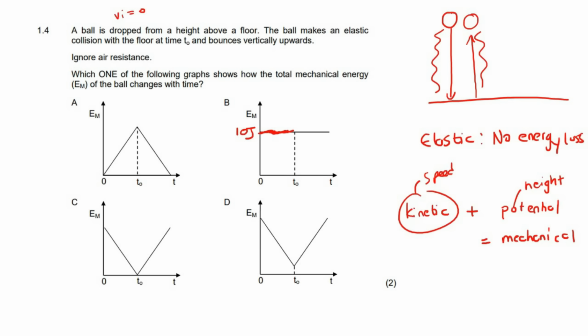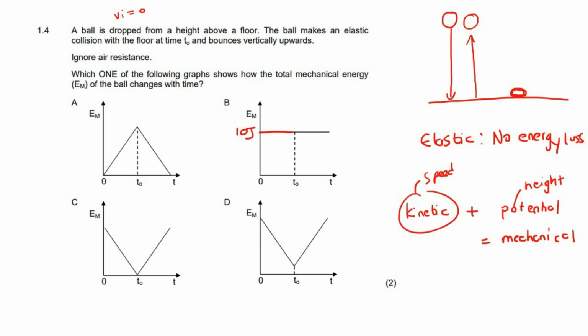Then what happens is that when it hits the ground, the mechanical energy would probably go down to 0, to be honest. Because for that split second that it's hitting the ground, it's going to have no velocity, and it's also going to have no height. So for that split second, it would have no mechanical energy. And that's why we're seeing a sudden drop off, but then instantaneously it comes back up again and carries on. And so the answer for this one is definitely going to be B, because the mechanical energy remains constant.